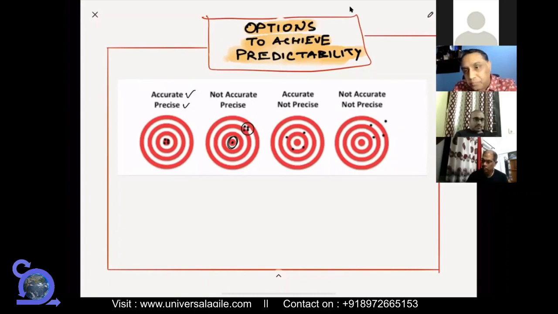Third, you see here, it is a little scattered, but it is still within the periphery of the bullseye. So what is the third picture saying? It is not precise, but it is still accurate. Are you with me, everybody?